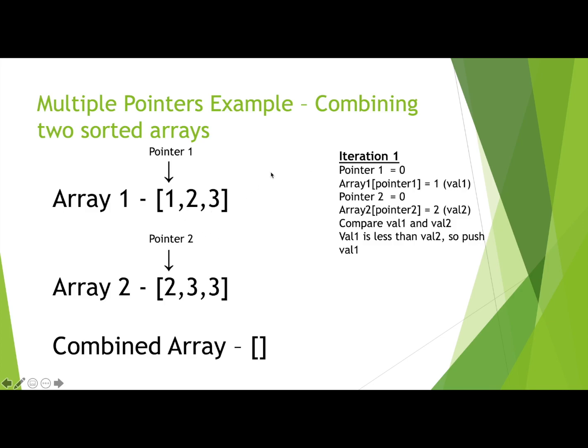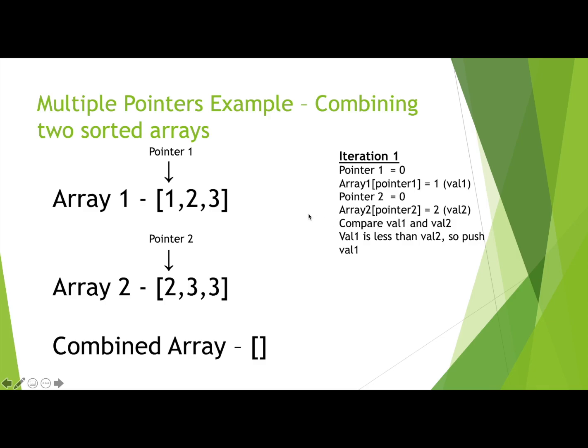So in our first iteration, we instantiate two pointers, pointer 1 and pointer 2. They're both set to 0 because they're pointing at the 0 indexed item in their corresponding arrays. And then we calculate the values for each of these pointers corresponding to the array. So array 1 pointer 1 points at 1, and we'll call that value 1. Array 2 pointer 2 points at the value 2, which we'll call value 2.